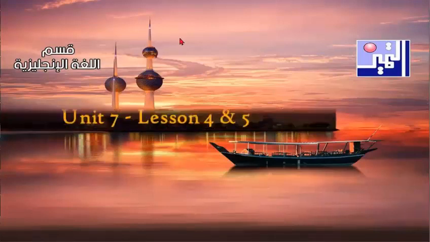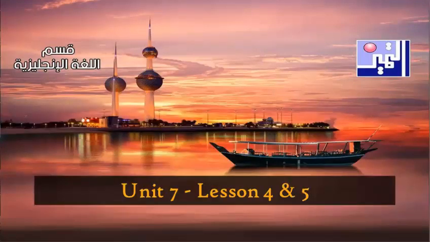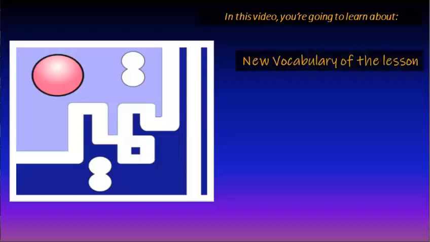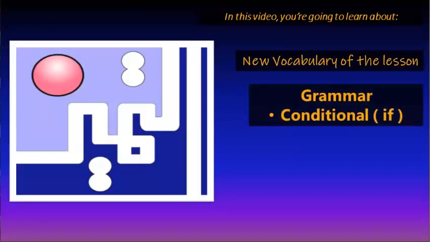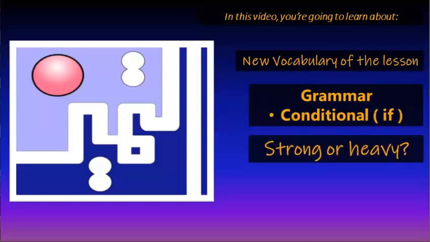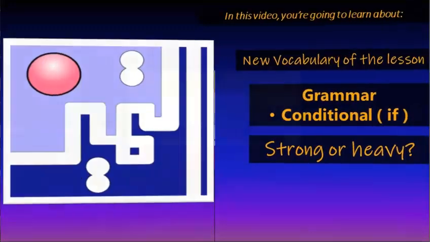Inshallah, in this video, we are going to talk about lesson 4 and 5 from Unit 7. As we all know, Unit 7 is about power. More specifically, we are talking about the alternatives. Inshallah, in this video, you are going to learn about three things. The first one is about the new vocabulary of the lesson. We're going to learn about the conditional if 0, if 1, and if 2. And we are going to know the difference between strong and heavy. So let's get started.